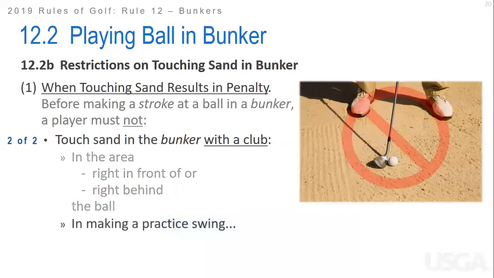Now, I know that penalty areas have changed in this regard, where you can take practice swings and make contact with the ground. In a bunker, that is still not allowed.